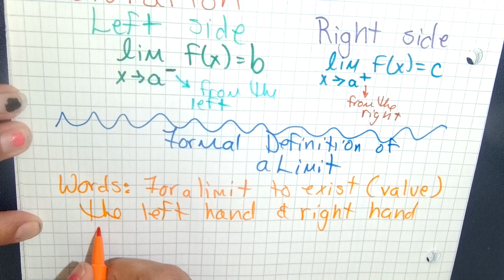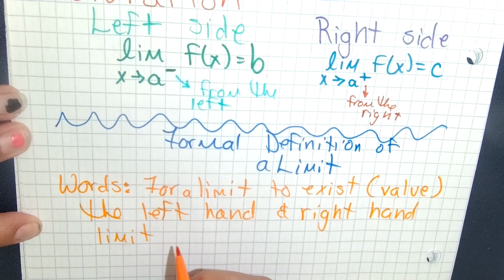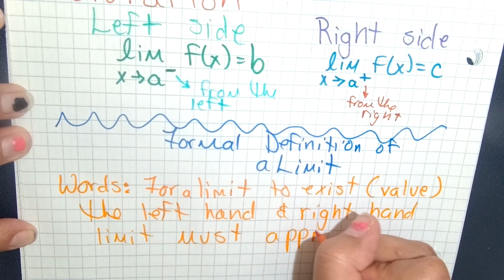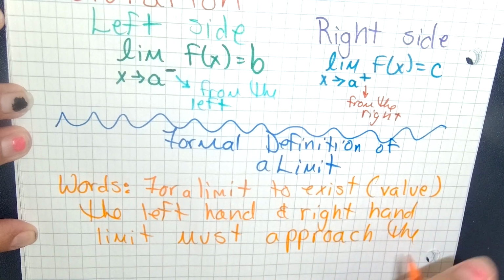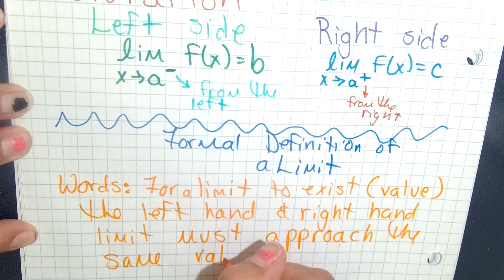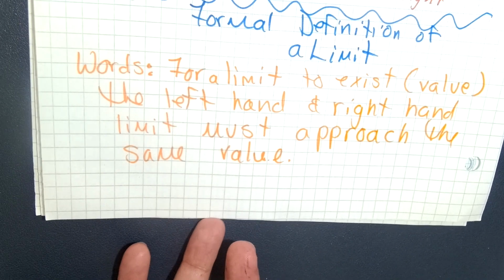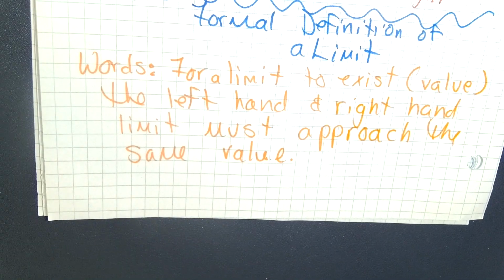Am I off screen yet? I'm assuming no. Must approach the same number. So in order for a limit to exist, the left side and the right side have to get to the same number. So we were doing that last week, and we did it in Do Now, but now we have a formal way to describe it. The left hand has to be equal to the right hand. They have to get to the same value.